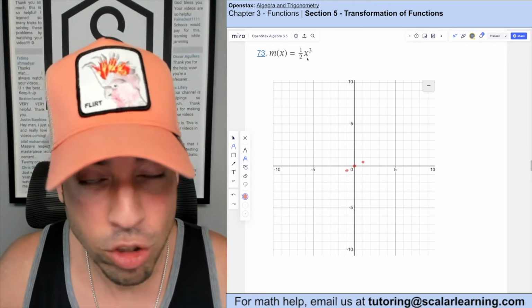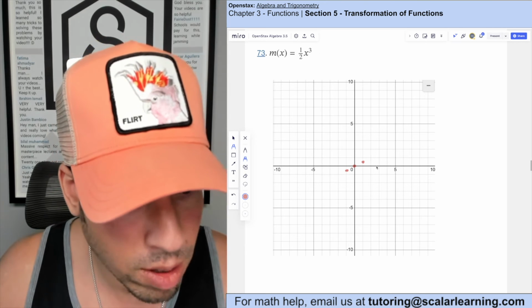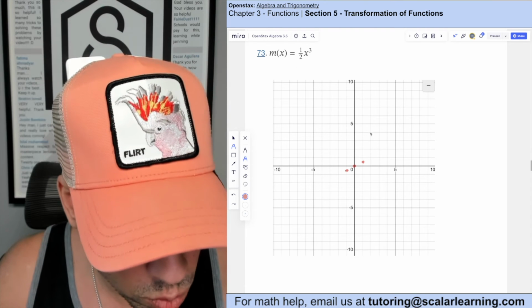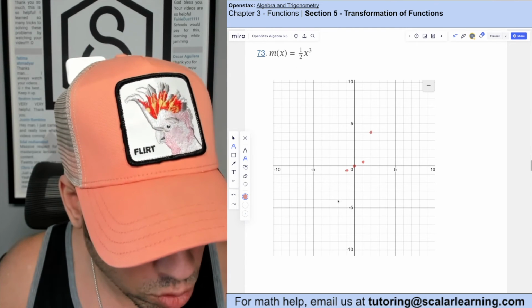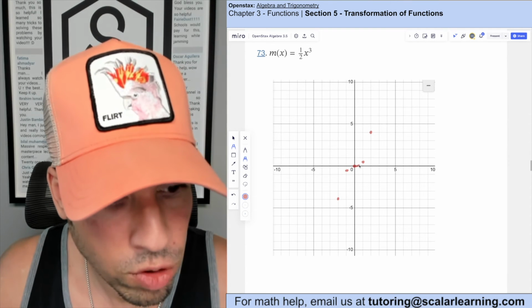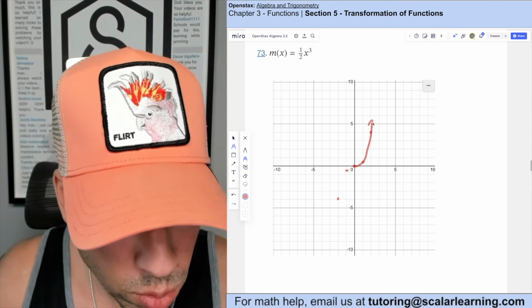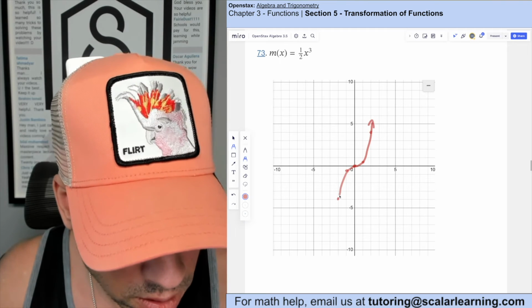Likewise, normally I'd plug in 2 and I'd get 8, but here we're getting half of that, which is 4. So 2 would be 4. -2 would be -4. So this gives you a rough idea of what this would look like. It would look like this.